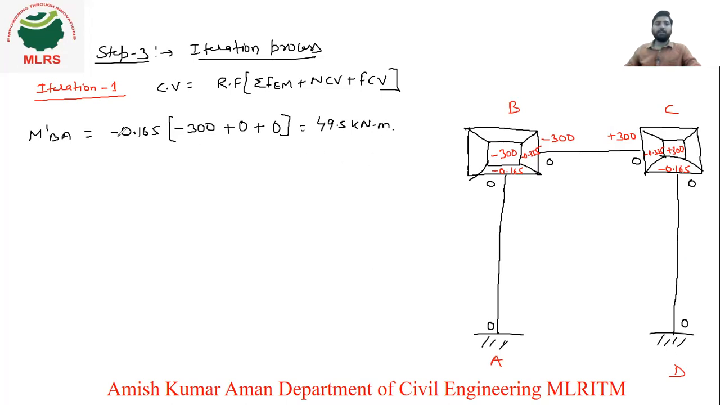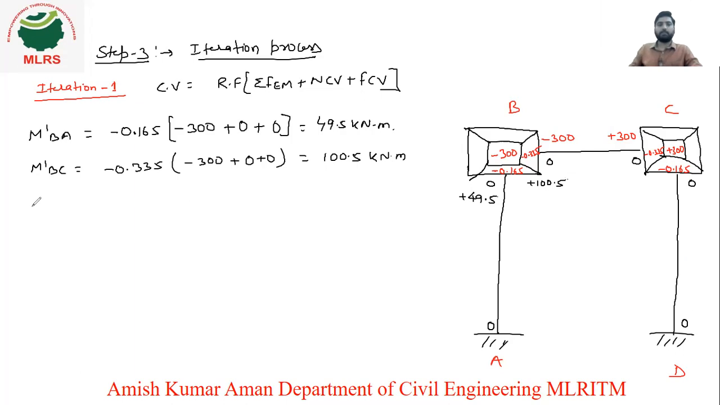Now we will update this value M dash BA. So this is 49.5. So we will write here plus 49.5. Next, M dash BC. Rotation factor minus 0.335 into sum of fixed end moments minus 300. So minus 300 plus near contribution value at C 0, far contribution value at A 0. That is your 100.5 kilonewton meter. So we will update this 100.5 here because this is for BC. So plus 100.5.